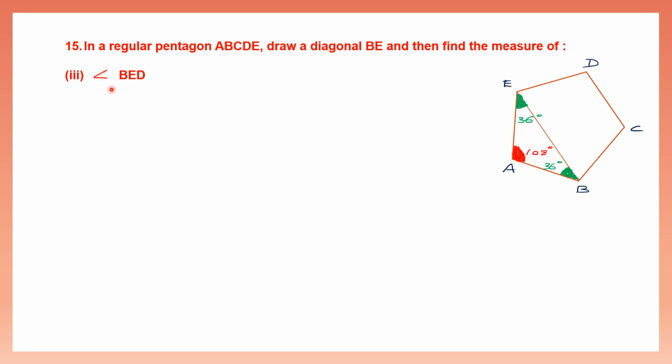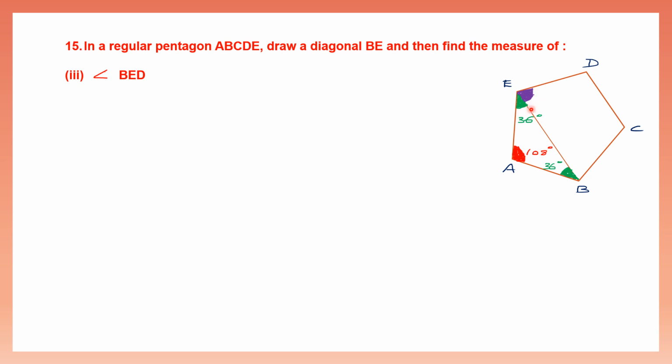Next question is we have to find angle BED. Now where is BED? BED, it is this angle here. That is this angle in purple. Now how to find only this part? If we know the measurement of this whole thing and we subtract the measurement of the green part, we will get this part, isn't it?